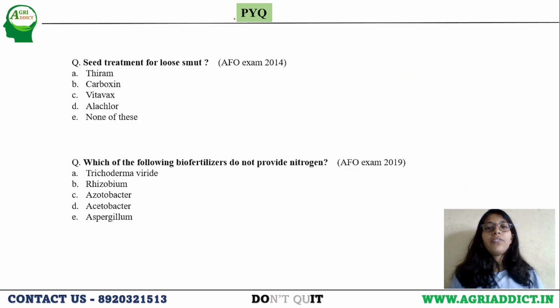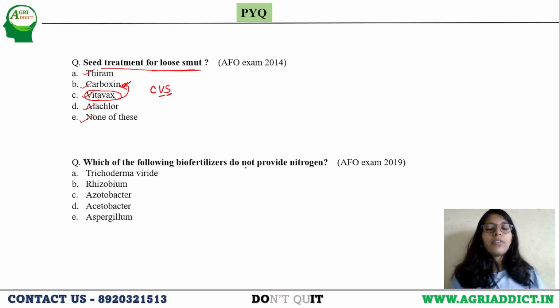So these are two previous year questions that I have got from the question papers. The first question is, which chemical is used for the seed treatment for loose smut? Thiram, carboxin, Vitavax, alachlor, and none of these. So what would be the answer? It should be Vitavax, because carboxin is the name of the chemical group and Vitavax falls under carboxin. I have already given you the trick to remember that: CVS, V for Vitavax and S means smut, loose smut. So the seed treatment used is Vitavax.